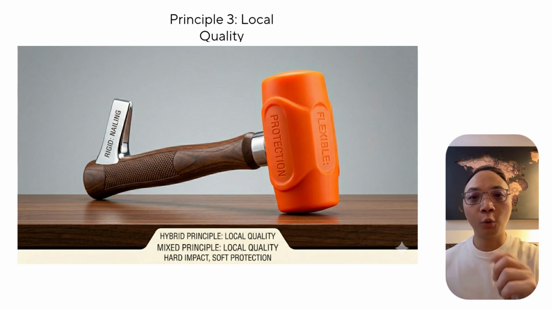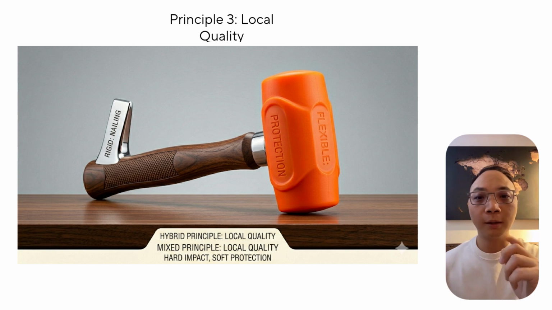Principle 3. Local quality. This is a very clever principle. Its core idea is tailoring to specific needs. Instead of making an entire object out of the same material or with the same properties, we give different parts different functions to adapt to various environments and requirements.